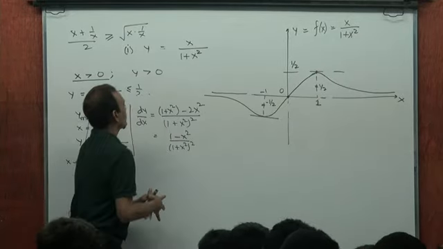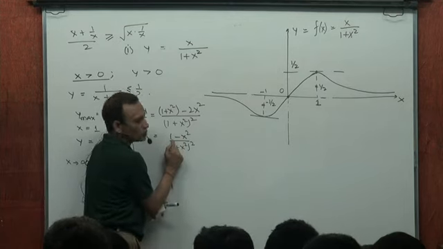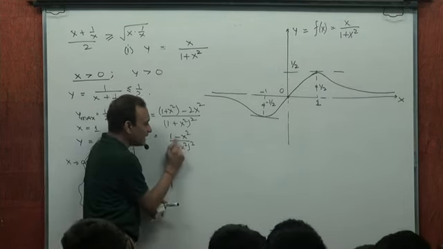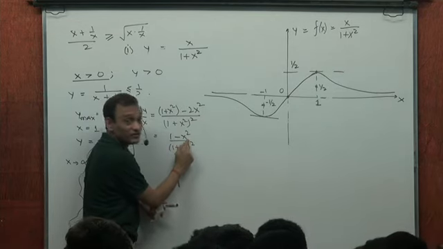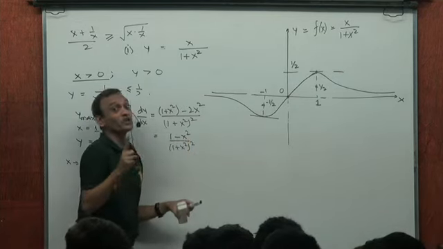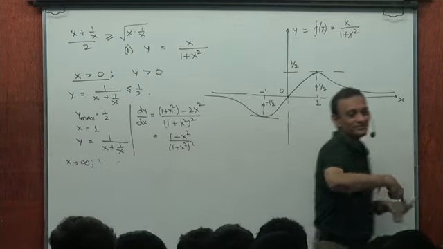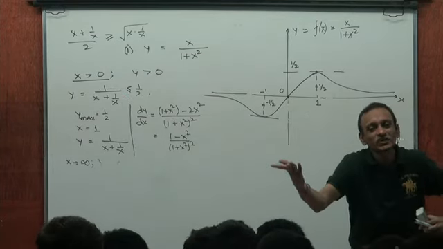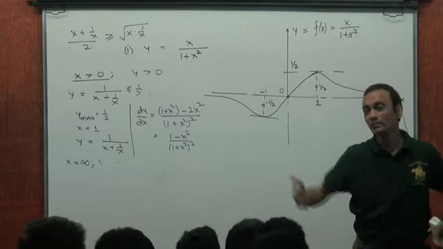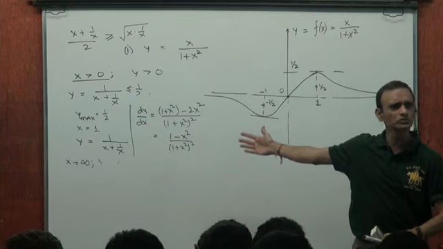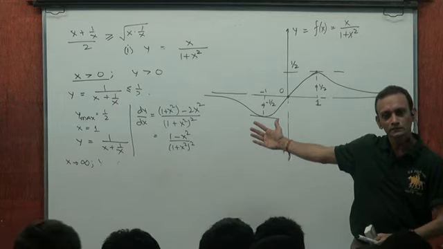And at x equal to 1, dy/dx is 0. When x is slightly less than 1, dy/dx is greater than 0. When x is slightly greater than 1, dy/dx is less than 0. So x equal to 1 ought to have been a local maxima. But did I actually need to check this using differentiation? No. But you could have.